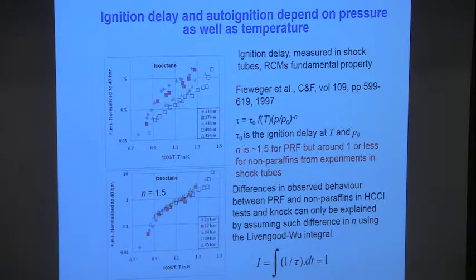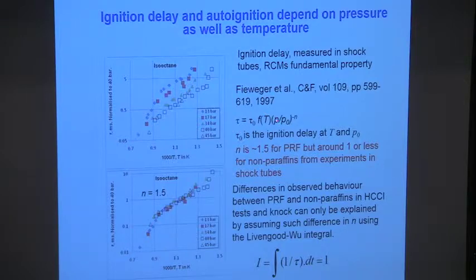Now, it is possible to write ignition delay as tau naught times some very complicated function of temperature and a pressure dependent term, where tau naught is the ignition delay measured at one given temperature and at P naught.